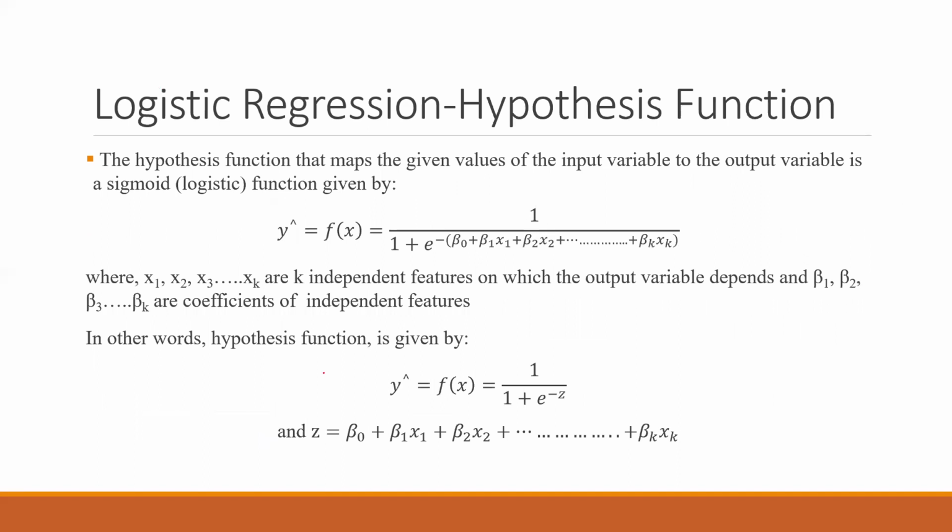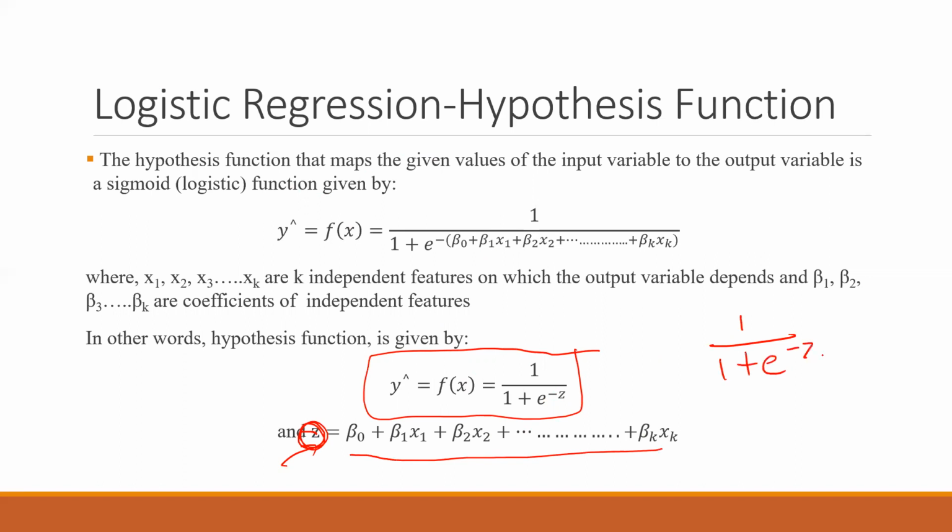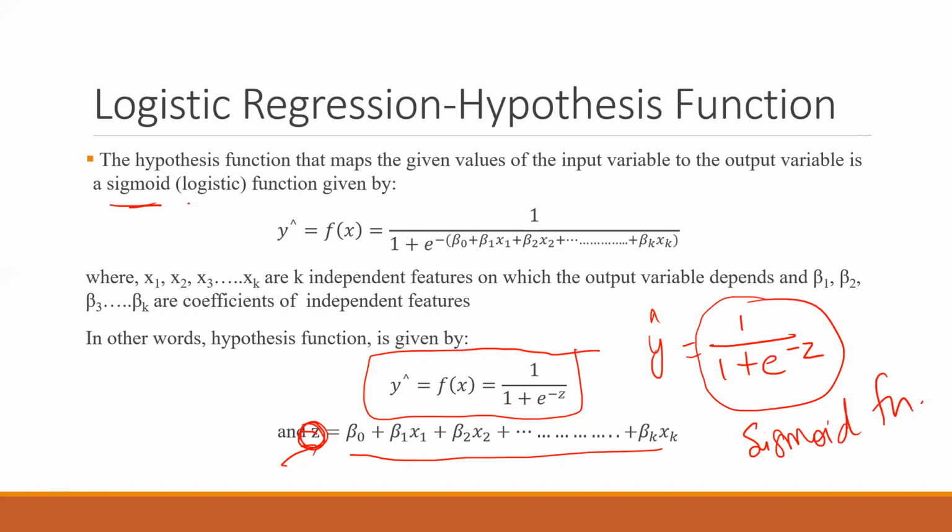Let's see the function. There is this function called sigmoid: 1 upon 1 plus e to the power minus z, where z is the equation I was using in linear regression. So z was my linear regression function, right? If you remember, this was my equation of linear regression, but that is now being substituted into this function. So you write this equation and say that this is my prediction, and this function is called the sigmoid function. So sigmoid, or logistic function.